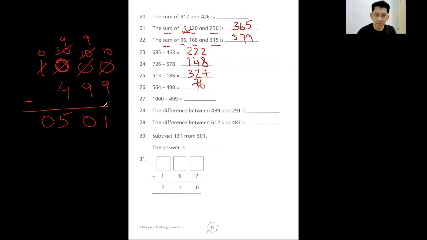Now, because there's a 0 in front, we can just ignore that one. All we need to write down is 501. Okay, that is the answer to that.